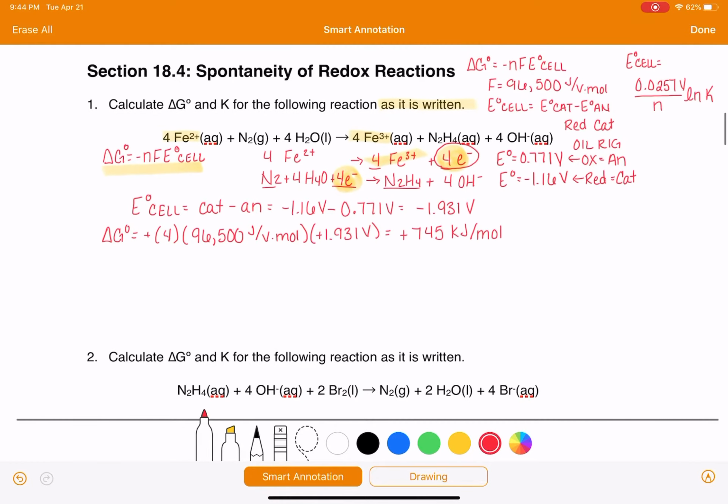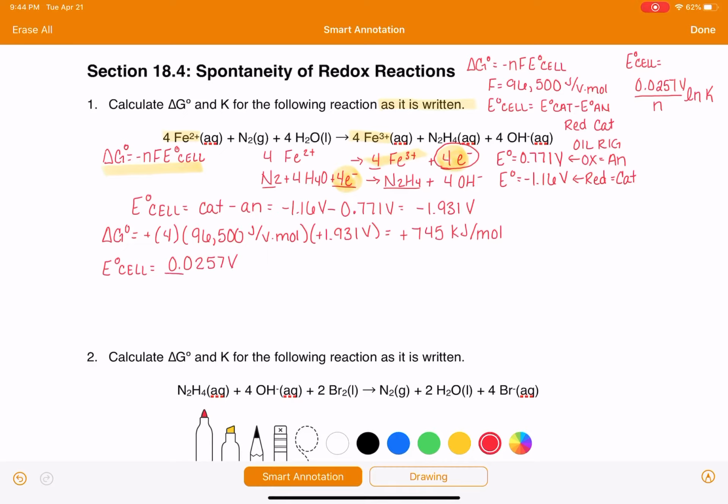There's our delta G, and now we need to calculate K. To calculate K, we're going to use E cell equals 0.0257 volts over N times the natural log of K. And we know that our E cell is negative 1.931 volts. And we also know that N is 4.